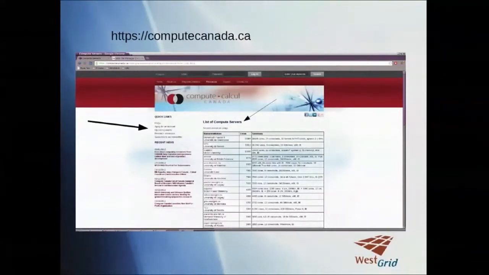This is a very nice site. You can explore this website. They have plenty of info on what's happening within the country, within the organization, where we are heading, what our mandate is, and how we will be operating in the near future. So again, if you need access to WestGrid or Compute Canada resources, you have to first register with Compute Canada.